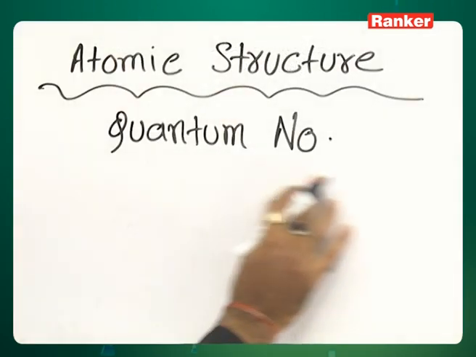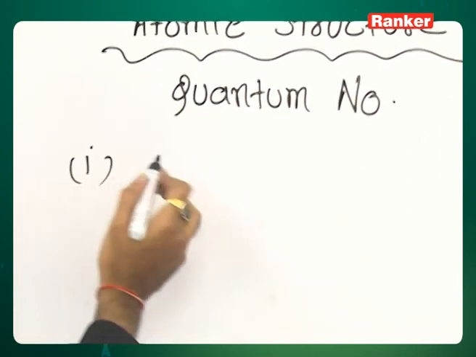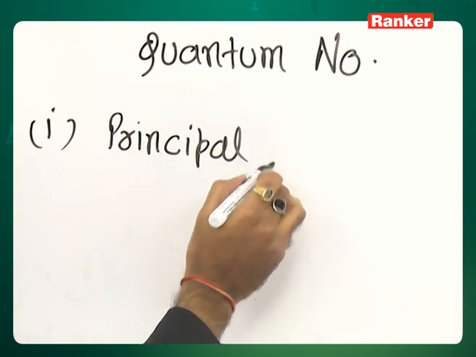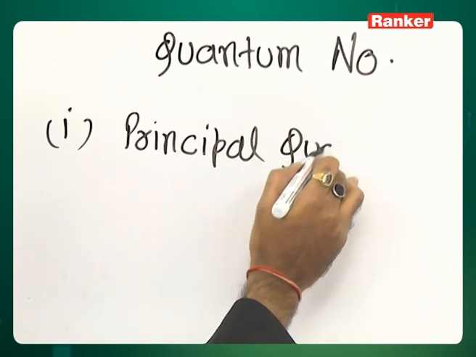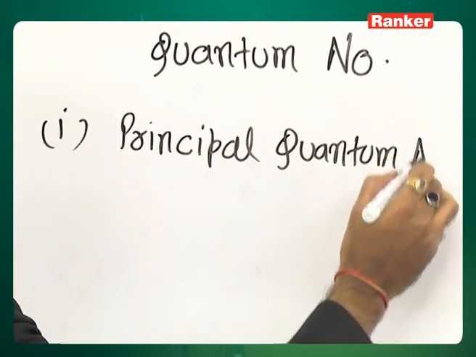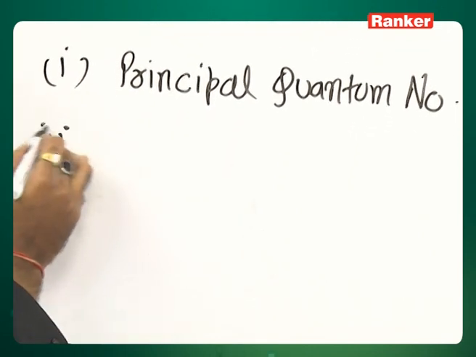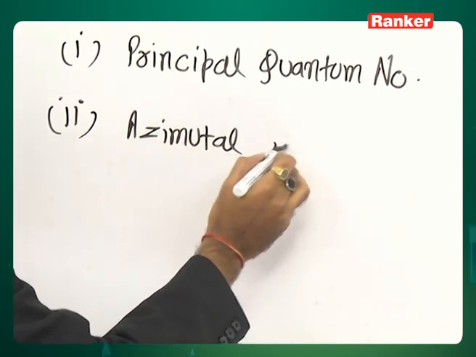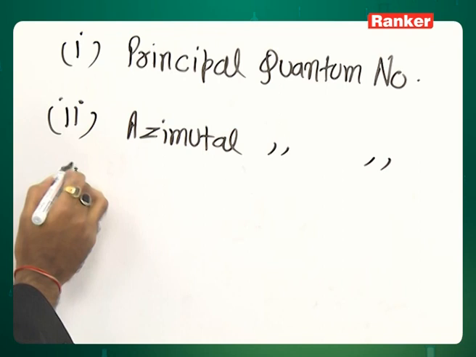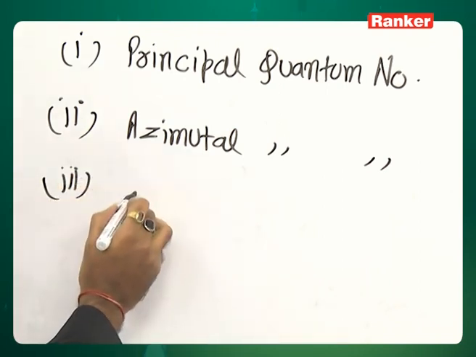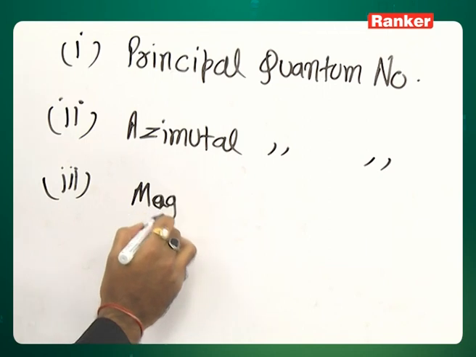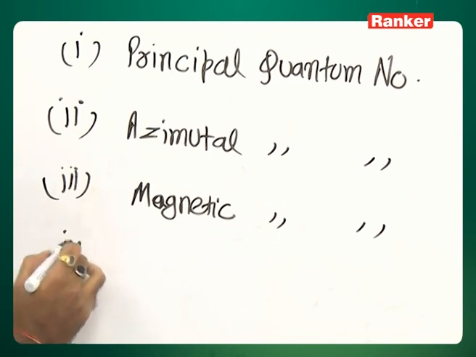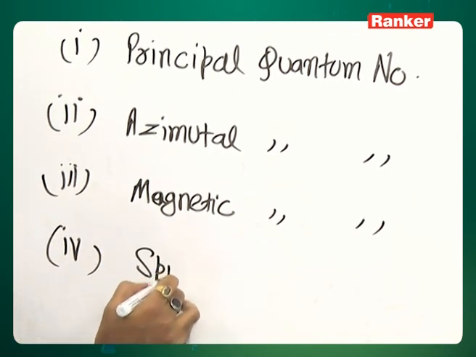One of the quantum numbers, the first and the biggest one actually, is the principal quantum number. The name itself tells this is the main quantum number. Second one is called the azimuthal quantum number. Third one is called the magnetic quantum number. And the fourth one is called the spin quantum number.